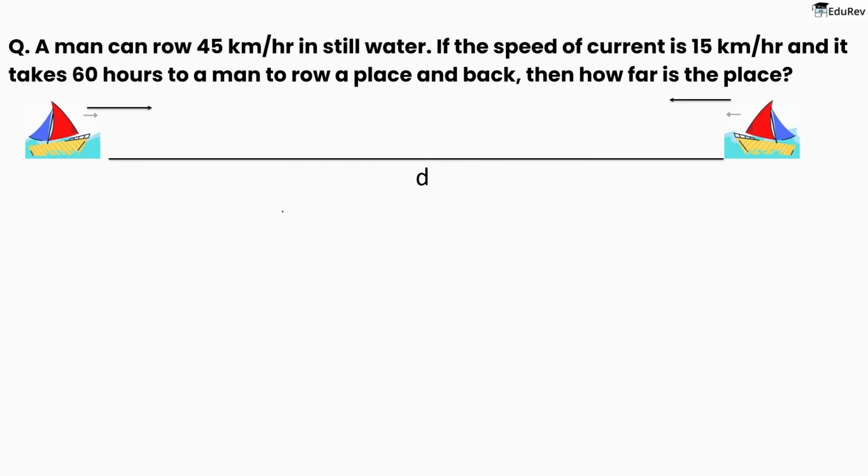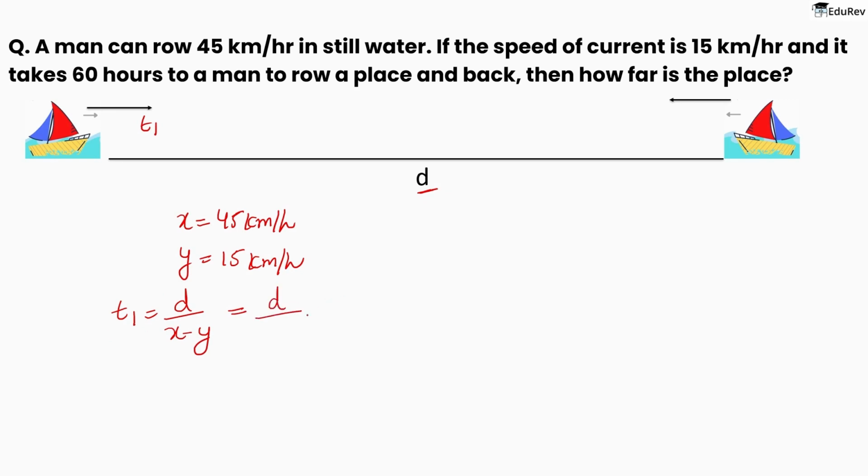Let x be the speed of boat in still water, which is 45 km per hour, and y be the speed of stream, which is 15 km per hour. Let the distance to the place be d, and time to go upstream be t1. As time is equal to distance upon speed, so t1 will be equal to d upon x minus y, because the relative speed moving upstream would be the difference of speeds.